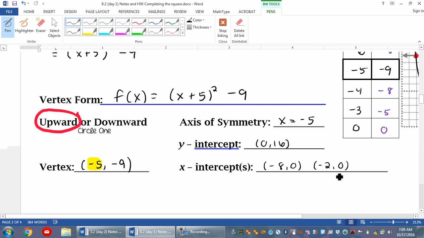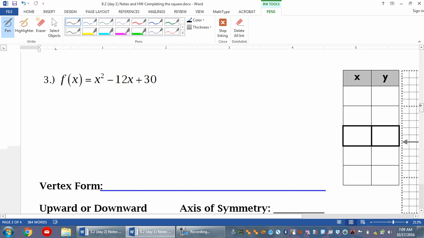Alright, let's go ahead and try one more together, and we'll do the next one later on. So again, I have the equation in standard form. First, b is negative 12. Next, divide b by 2. So negative 12 divided by 2 is negative 6. Then you take negative 6 squared. When you type this in the calculator, please make sure you have negative 6 in parentheses.